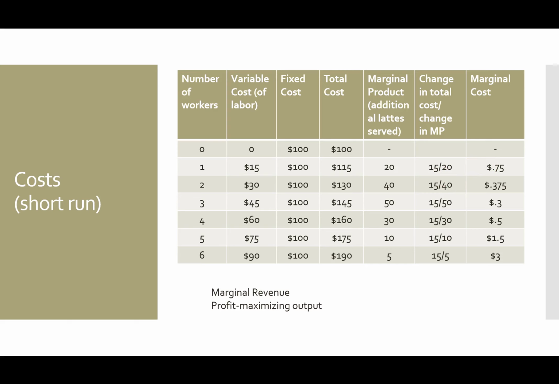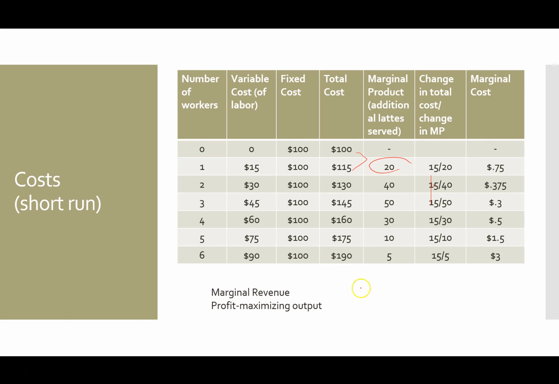We know what marginal means, one more of something, we're thinking on the edge. So basically what marginal cost is showing here is how much each of the lattes that this worker kicked out cost. So for my first worker, how much did it cost me, the business owner, for each of those 20 lattes that they sold? The answer is 75 cents. It's just the math dividing these two numbers. Our second, this is 15 each time because each worker costs another $15, goes down to 37 and a half cents, then 30 cents, then 50 cents. So they go down and then they start to go up.